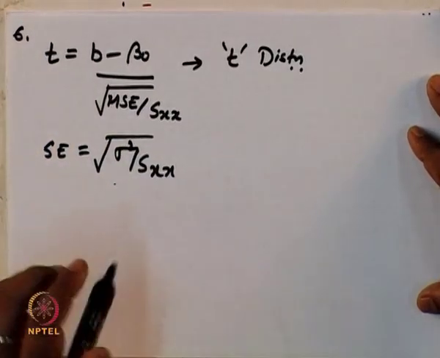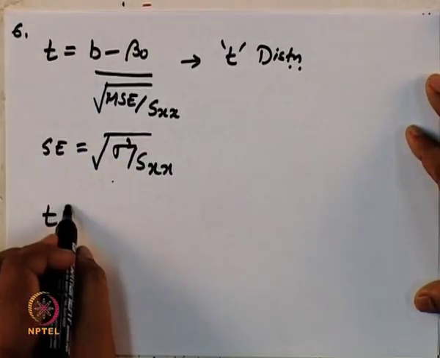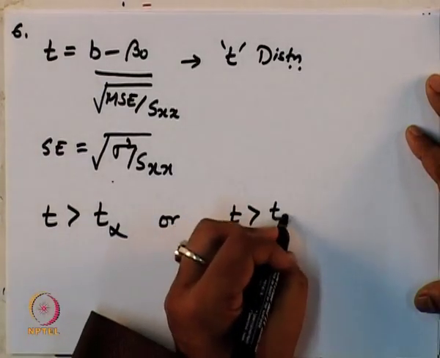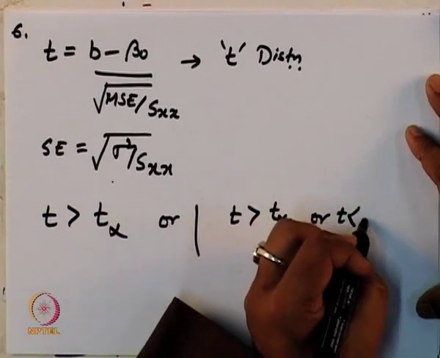Okay. With this, and once again as per the test, once you calculate the t statistic, if t is greater than t alpha or t is greater than t alpha by 2, so this is for the single tail test, or t is less than minus t alpha by 2.